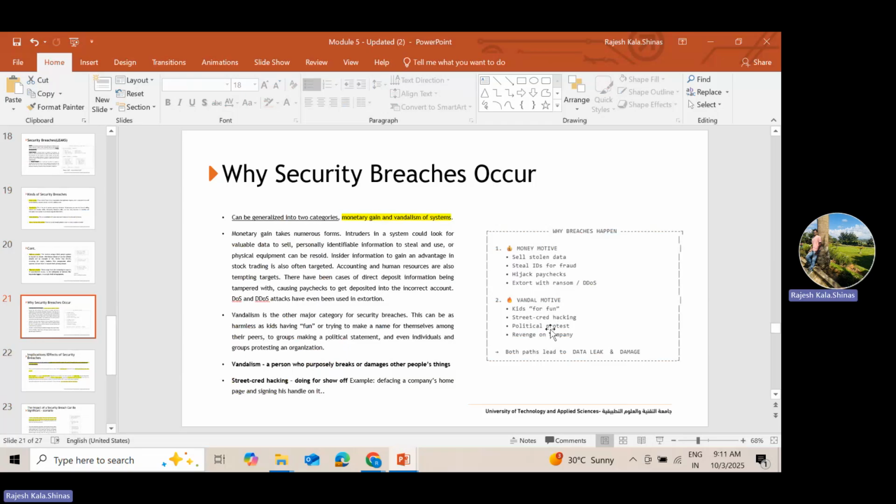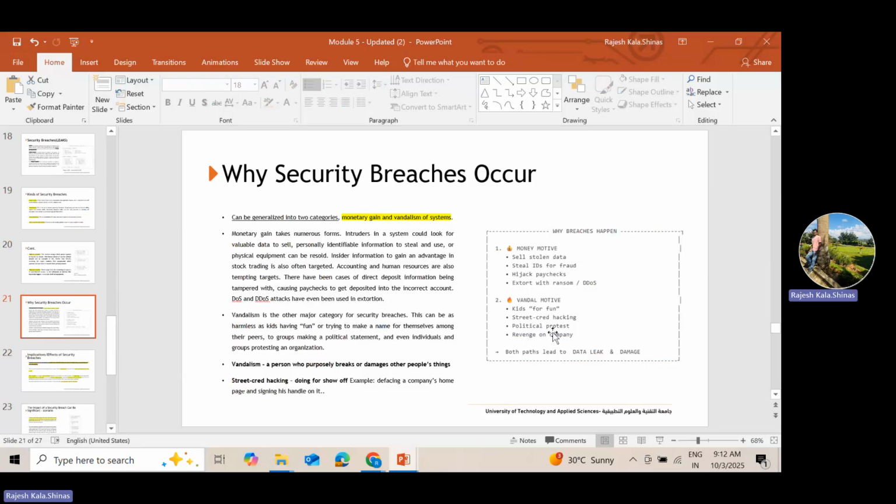Some are street cut hacking. That means they're doing this to show off. Somebody wants to put bad content on a particular country's website. For example, when two countries are at war, the people of one country become hackers. They will hack into the other country's website and put some very bad data on the website.